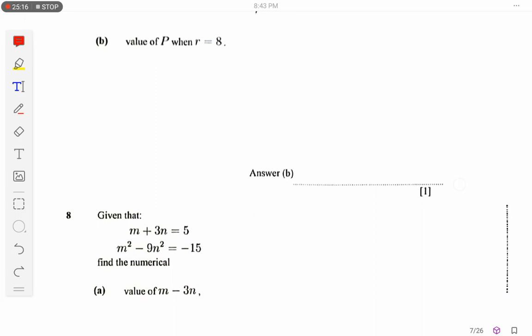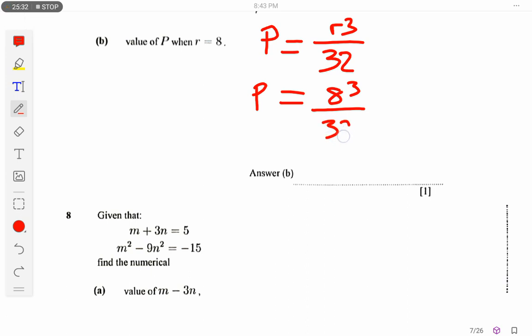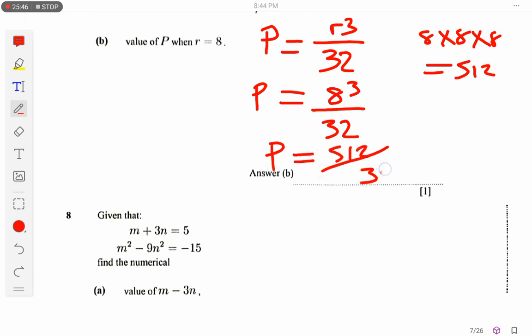Now they want the value of P when R is 8. So we can use that law that we said, P is equal to R cubed over 32. So our R is 8. So this is going to be P is equals to 8 cubed over 32. 8 cubed basically is 8 times 8 times 8. And when we do that, we get ourselves 512. So we are going to have P is equals to 512 divided by 32. If you divide this, you get a 16.